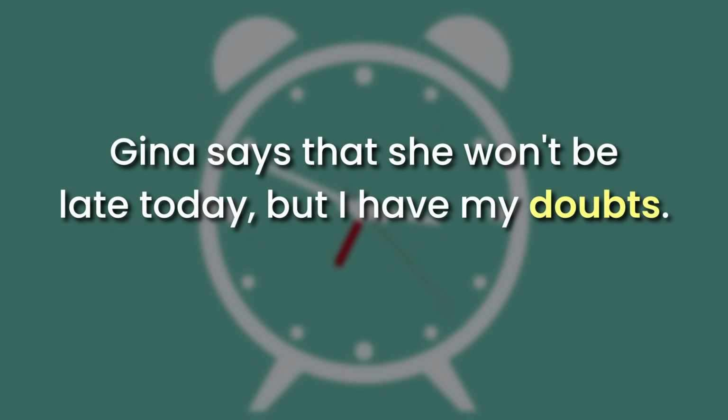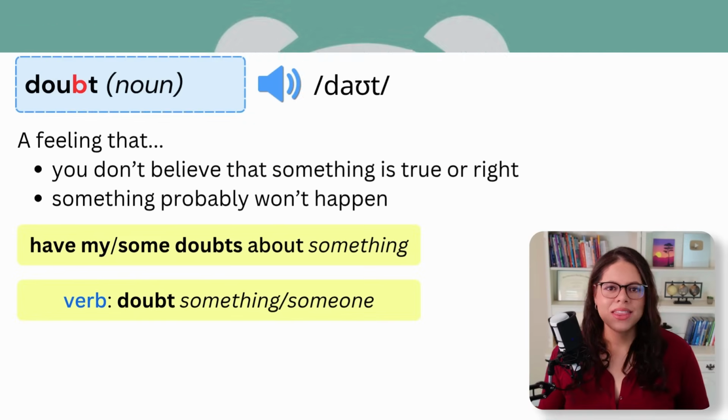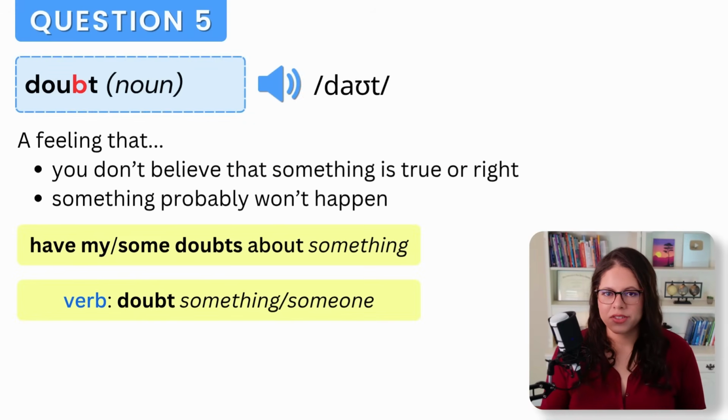Gina says that she won't be late today, but I have my doubts, or I doubt it. This means I have many reasons not to believe this will happen. I don't trust her. And honestly, this is 100% true. I'm always late, and my friends and family know this. I'm sorry.